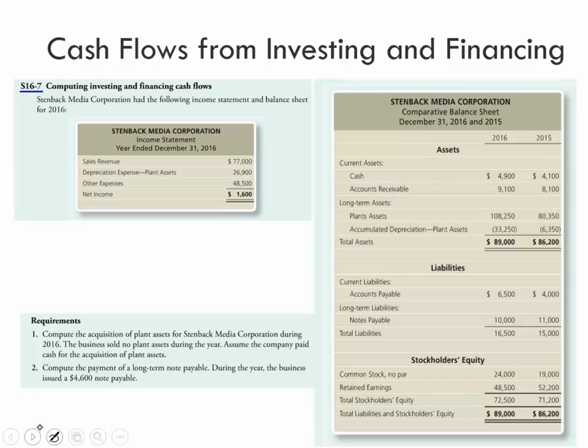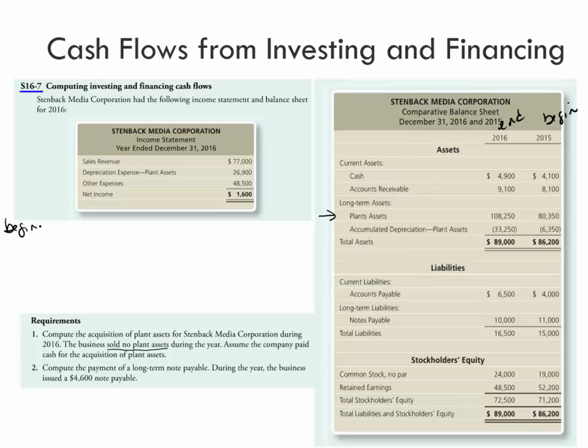So this next problem is an example of that. We're going to use this data for two problems here. The first one says, compute the acquisition of plant assets for this company. So we have comparative balance sheets. Here's 2015, so that's our beginning, and here's 2016, so that's our ending. So this is our old one, this is our new one, and then we have some stuff from the income statement here as well. So first they want us to figure out what's happening in plant assets, which is right here. And assume they sold no plant assets during the year.